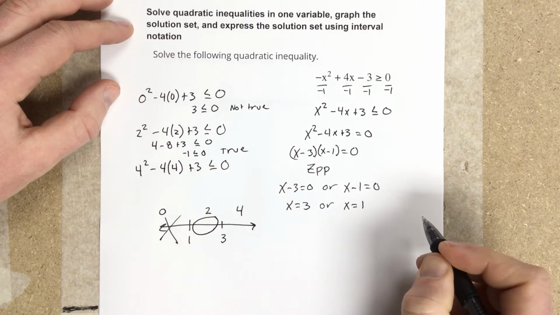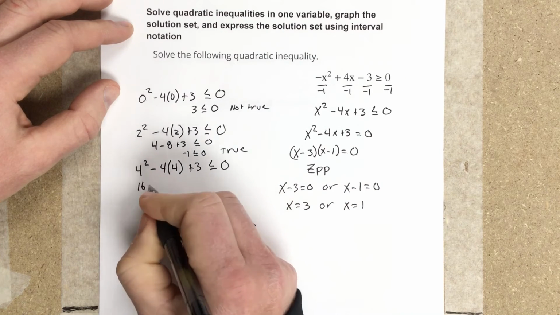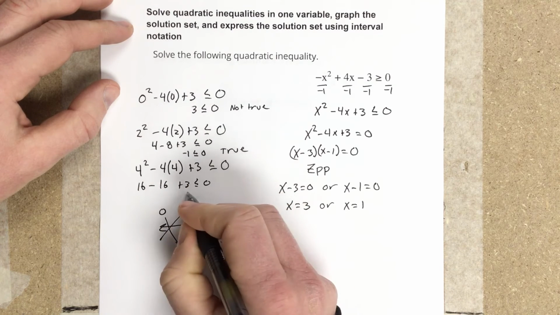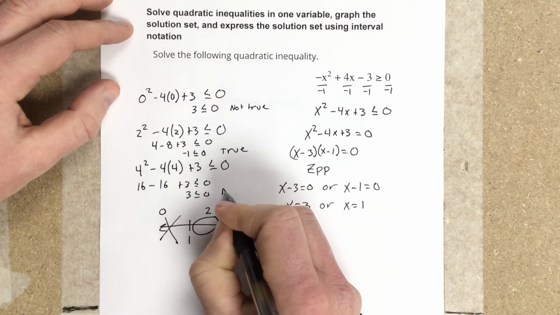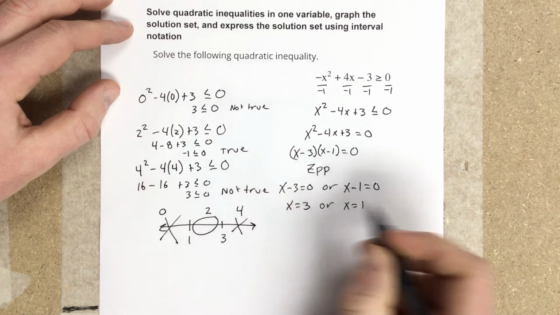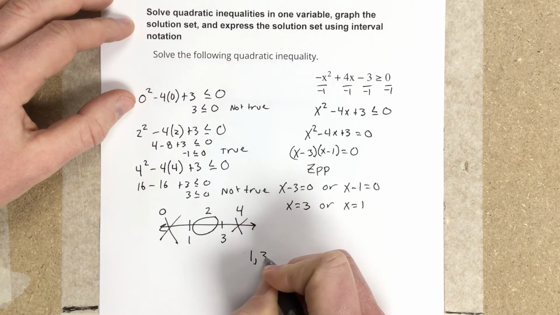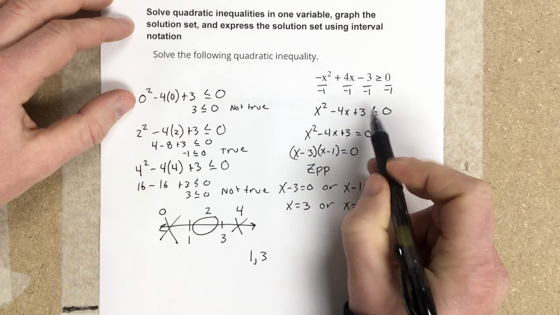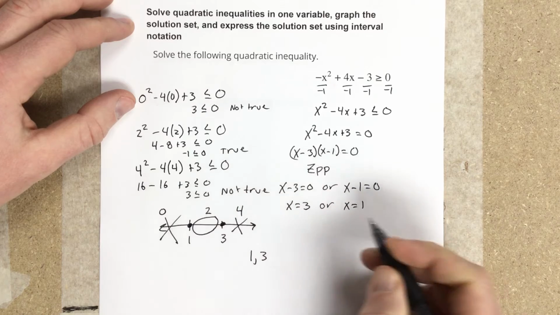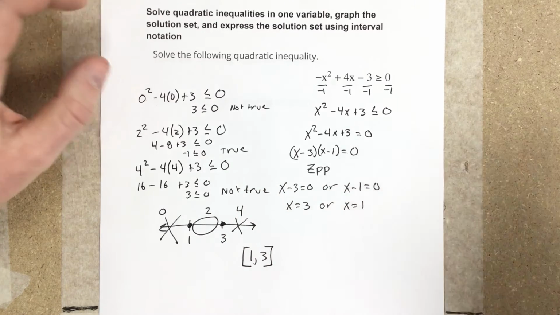Kind of circle that area. And then 4 squared is 16 minus 16 plus 3 less than or equal to 0. Well, again, we get 3 less than or equal to 0. That's not true. So these are not solutions out here. So our solutions actually just run from 1 to 3. Now, because it says less than or equal to, that means that these are actually closed dots on 1 and 3. So we can say that this is a bracket from 1 to 3, and those are our solutions.